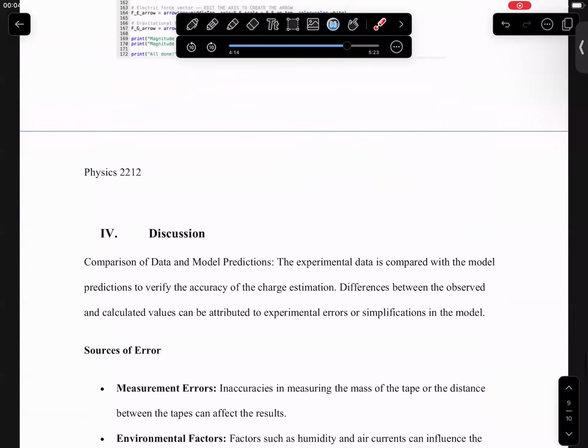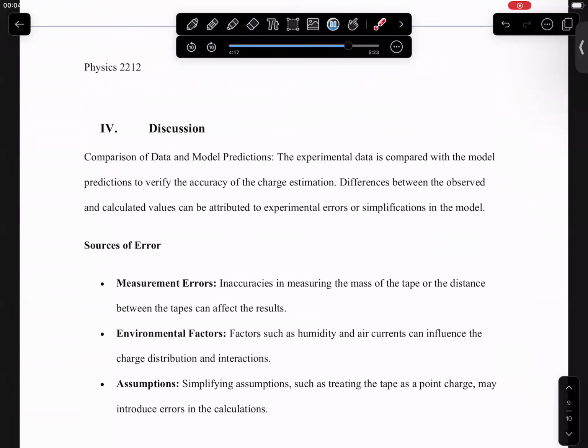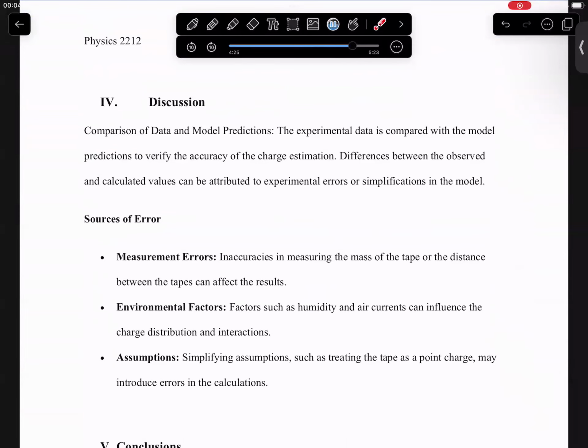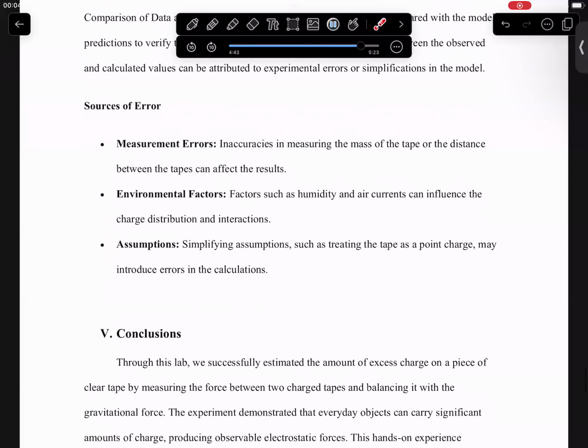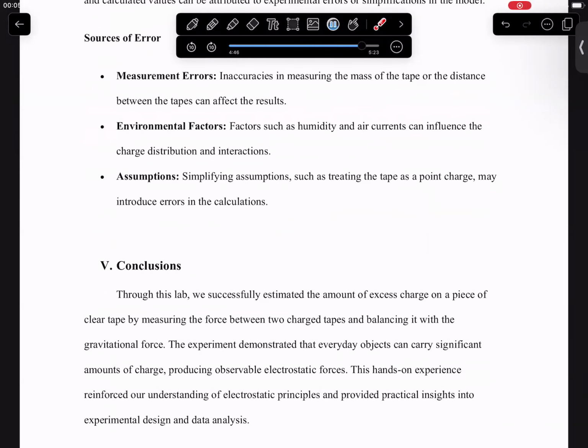If we compare the data and the prediction, the difference between them can be attributed to experimental errors or simplification in this model. It could cause some of the errors, such as measurement or environmental factors. Through this lab, we successfully estimated the amount of excess charge on a piece of clear tape by measuring the force between two charged tapes and balancing it with the gravitational force.